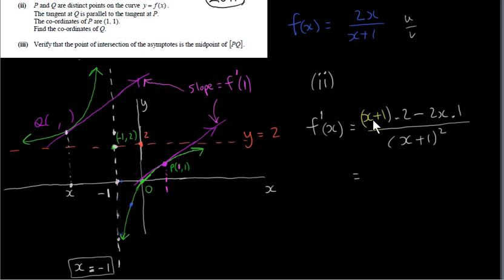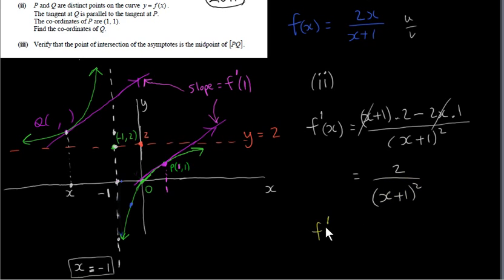So the quotient rule is v du dx, x plus 1 times the derivative of 2x, which is 2, minus u, which is 2x, times dv dx, which is 1, and the whole lot is divided by v squared. That's x plus 1 squared. So multiplying 2 into x plus 1 here, we get a plus 2x, which will cancel with this minus 2x over here. And then we have 2 times 1 on top, which is 2. So we have 2 over x plus 1 squared.